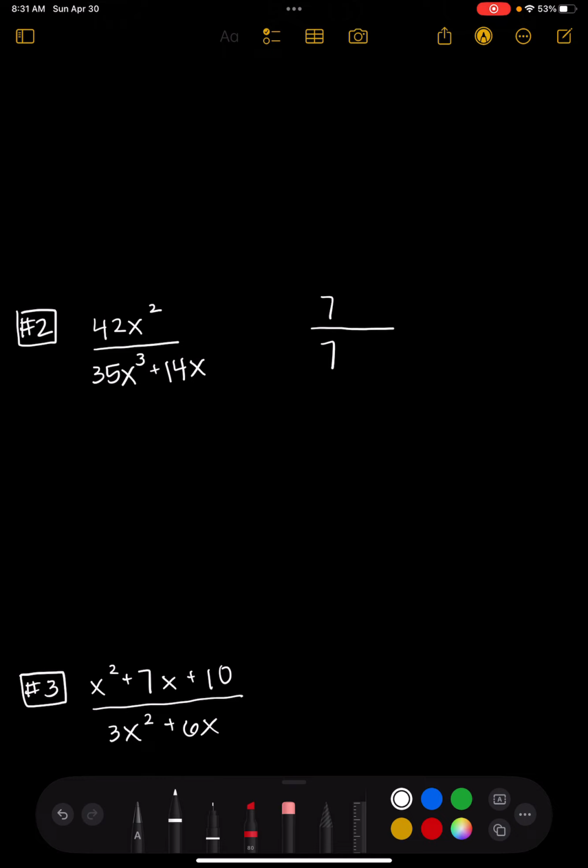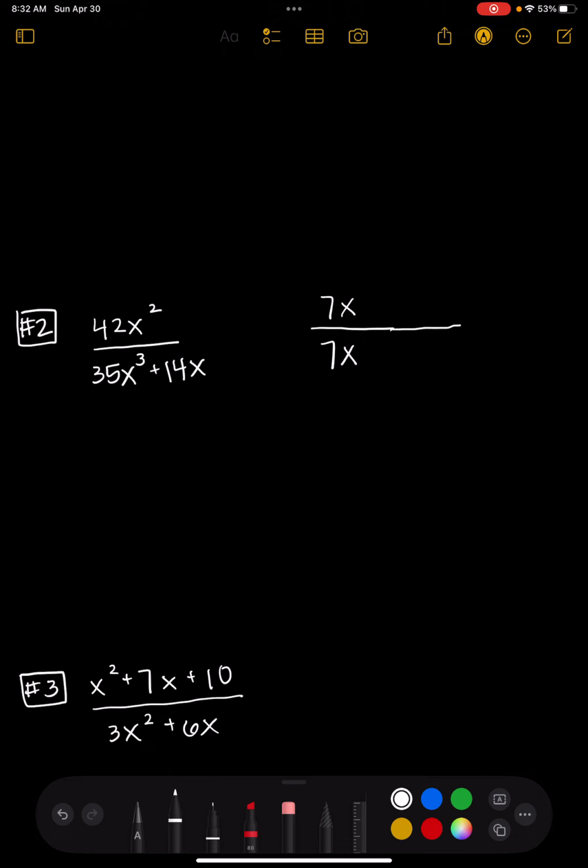Okay, now that we know that, we're going to talk about the x's. On the top I have an x squared, and on the bottom I have x cubed and then just an x. Like I told you, we need to make sure that it's common across all 3 terms, which means that we're going to end up taking just one x out, because that 14x has the lowest amount of x's with just one x. So that's the biggest amount that I can take out. Now we have that 7x.